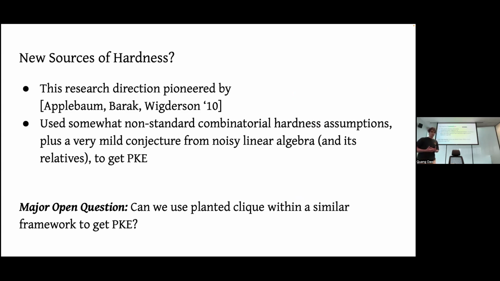What they showed is a way to combine a somewhat non-standard combinatorial hardness assumption plus some very mild conjectures from noisy linear algebra to get public key encryption. So the way to think about this, at least from my perspective, is that the real hardness is coming from the combinatorial assumption they use, and then they just have this very mild helper assumption from noisy linear algebra. I'll give some more details on this later. But the major open question from their work was, can we use a much more standard combinatorial hardness assumption in their framework? In particular, can we use the planted Clique conjecture?